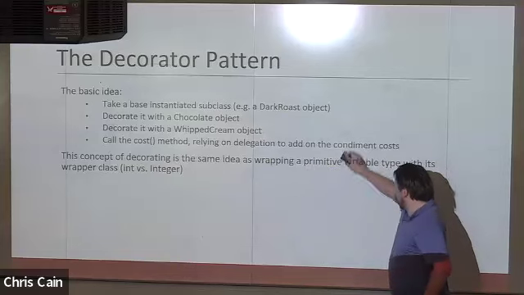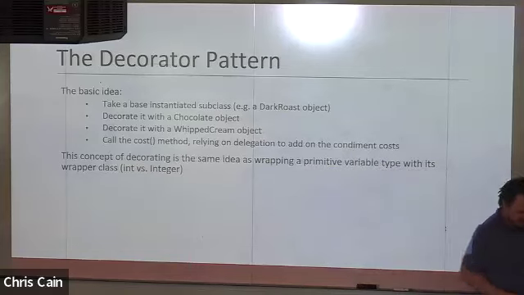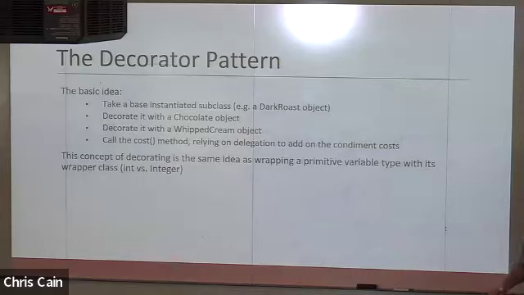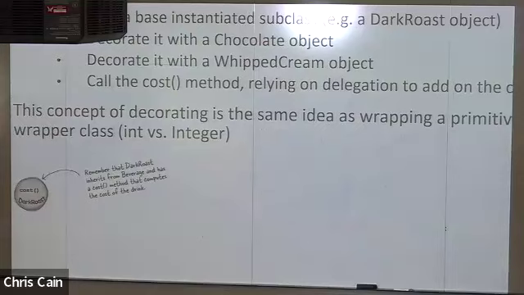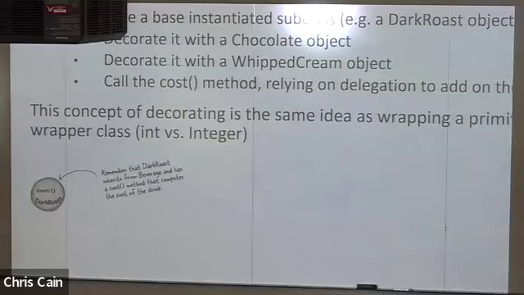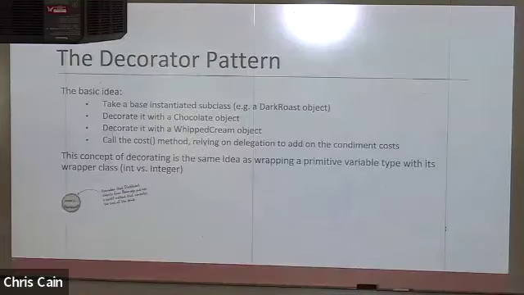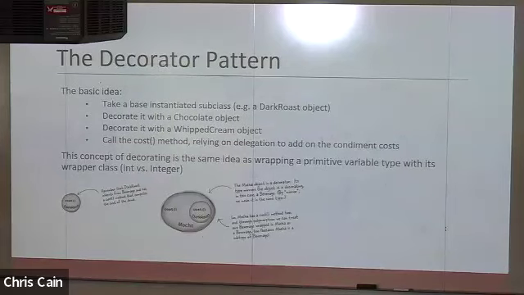So we are going to do exactly this same thing to beverages. So here is the dark roast object that has its own cost. Here is a dark roast object decorated by a mocha that also has a cost. And now if you wanted to figure out the cost of your dark roast, you would call this object that has been wrapped dot cost.